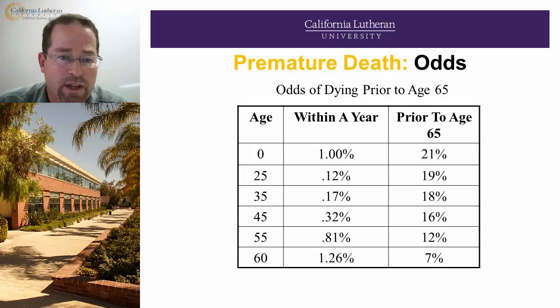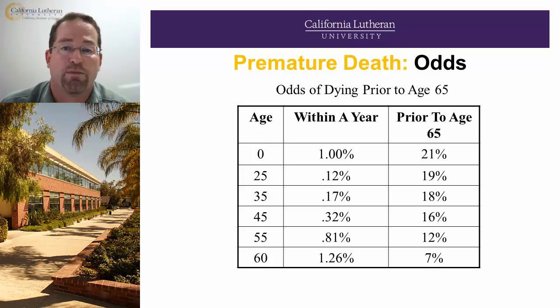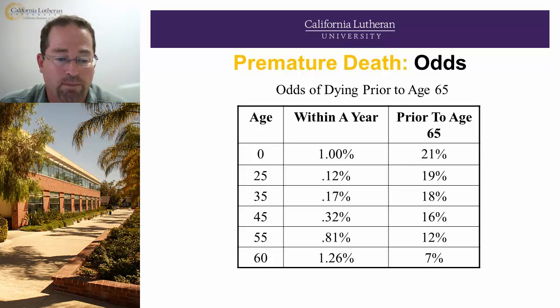The chart below shows you the odds of dying prior to age 65. Within a given year, you'll see that at age 25, 35, 45, 55, and 60, there's a gradual upward trend of one passing on as one gets older. And taking a given age band, for example, age 25, the odds of passing on prior to age 65 are 19%. And you'll see, as we progress in age, on that right-hand column, the closer we get to 65, the less of a chance there is to pass on before age 65.